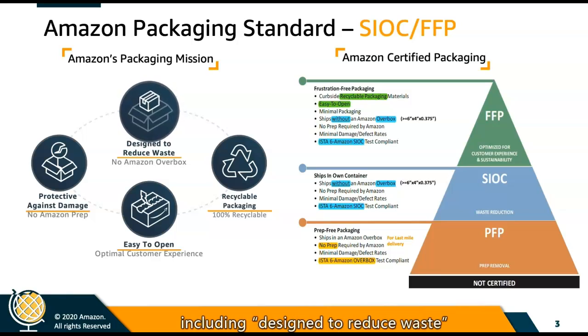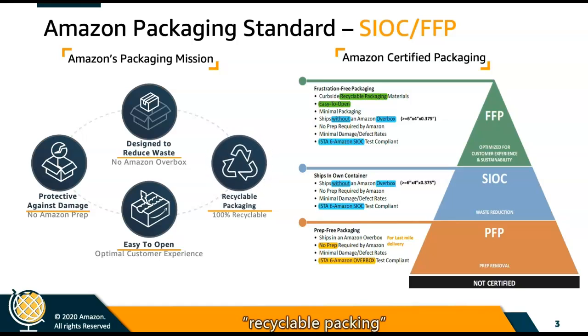Regardless of the product type, there are 4 core tenets of optimized packaging for Amazon, including designed for reduced waste, recyclable packing, easy to open, and protective against damage. Amazon's packaging mission consists of these 4 equally important parts.